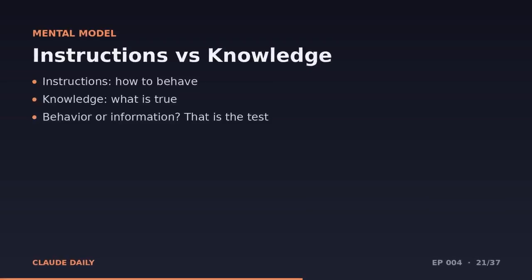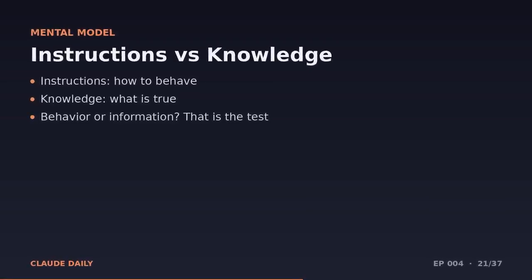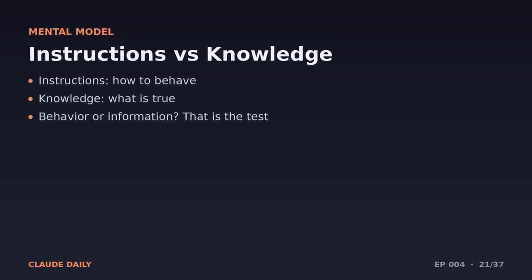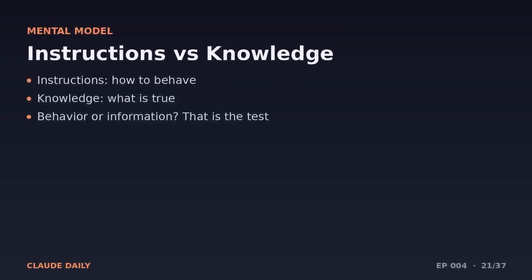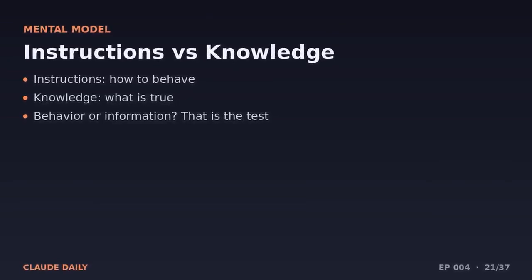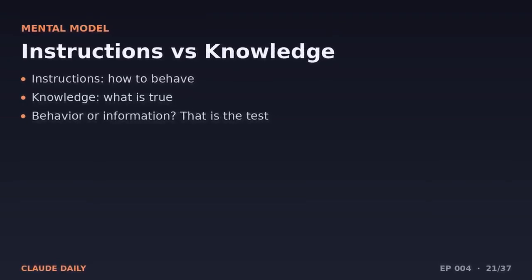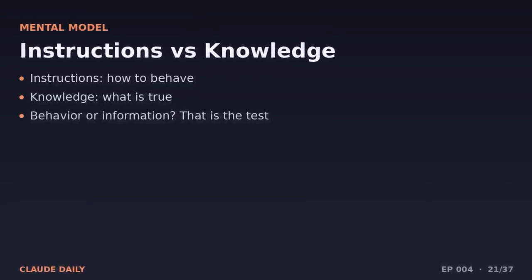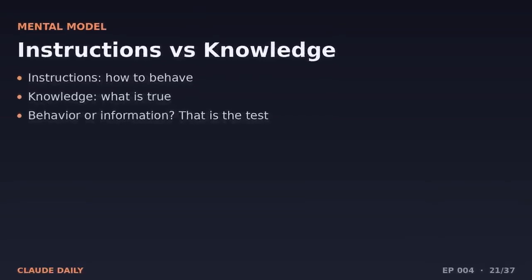People often ask, what goes in instructions versus knowledge? Simple rule. Instructions hold how to behave. Knowledge holds what is true. Tone, format, and rules go in instructions. Facts, data, and documents go in knowledge. When in doubt, ask, is this behavior or information?